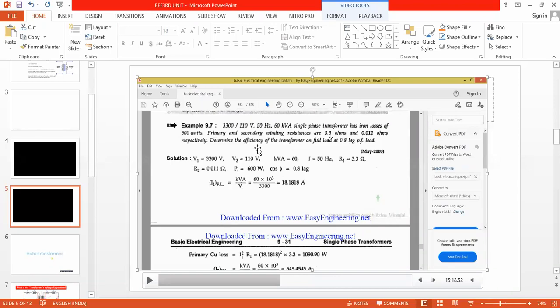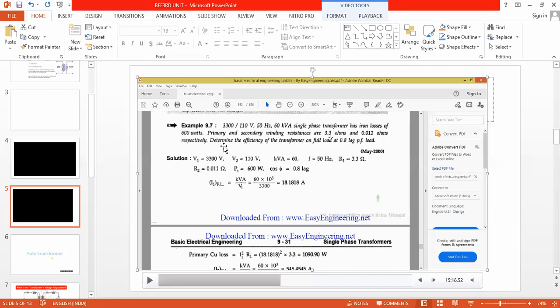Efficiency, after all that introduction, is output by input, we know. Efficiency equals VA rating into cos theta, divided by VA rating into cos theta plus iron loss plus copper loss. Is it fine, all of you? What is the efficiency formula? VA rating into cos theta by VA rating into cos theta plus iron loss plus copper loss. Okay, I'll show you the formula.